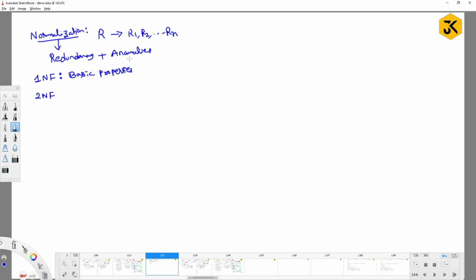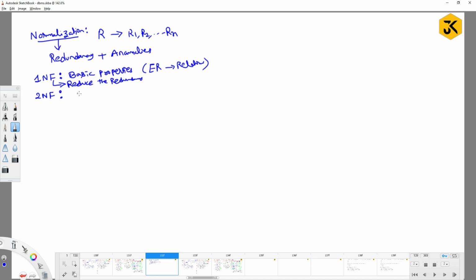By default, when you convert an ER diagram to a relational model, every correct conversion will be in first normal form, right? The problem with first normal form is that you cannot reduce the redundancy. You cannot reduce the redundancy. That's why we move to more stricter rules. That is what I call 2NF, second normal form, right?